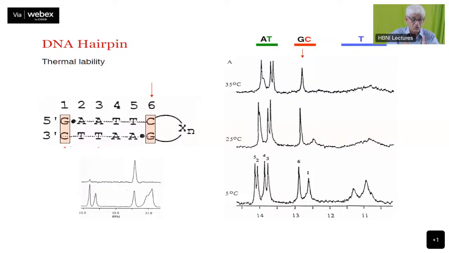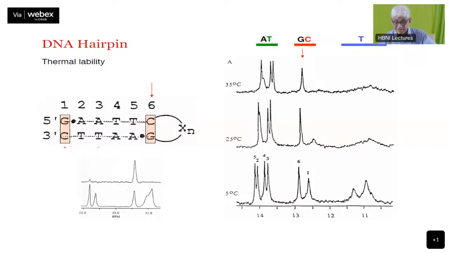Because typically, the ones on the exterior will start opening up first, as the endpoints are fraying. Therefore, they are not so stable. That is the one which first opens, and then the next one, and the next one, and the next one. So that's how sequentially they start opening. This is called the melting of the DNA, the melting of the DNA duplex, the hairpin.